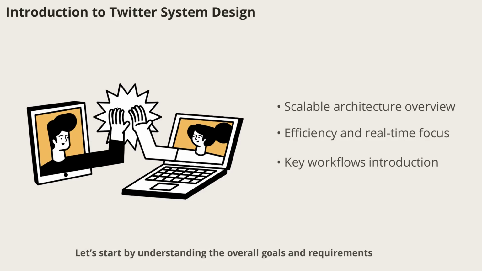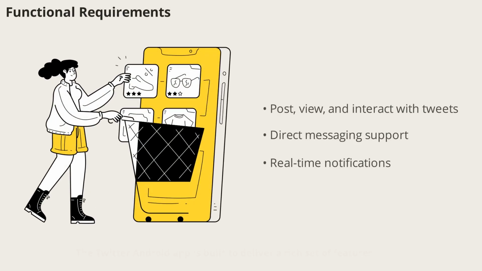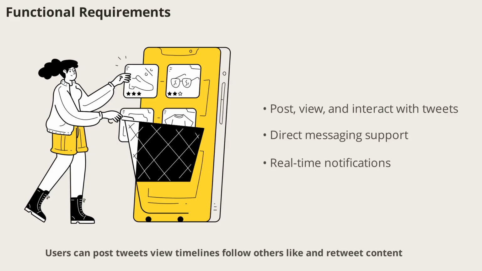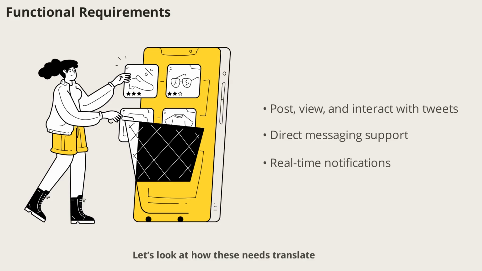Let's start by understanding the overall goals and requirements that drive the design of this popular social platform. Twitter Android app is built to deliver a rich set of features. Users can post tweets, view timelines, follow others, like and retweet content, and send direct messages. The app must handle high concurrency, ensuring millions of users can interact simultaneously without delays. Real-time updates are crucial, so users instantly see new tweets, likes, and notifications. These functional requirements shape every layer of the system, from the user interface to backend services. Let's look at how these needs translate into technical solutions throughout the app's architecture.